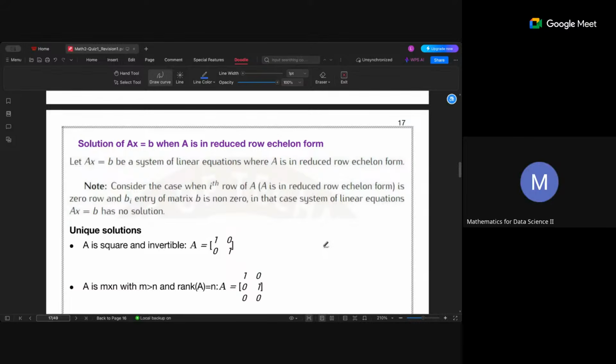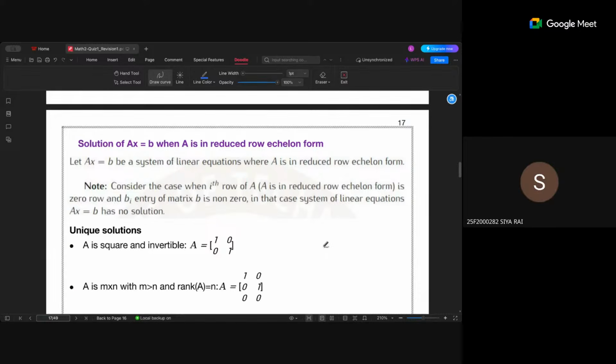I just want to correctly complete the previous statement which I mentioned. The RREF is equal to identity only if the matrix is invertible. Otherwise, it will not be equal to identity.